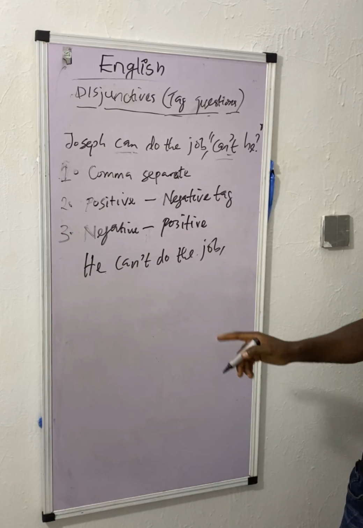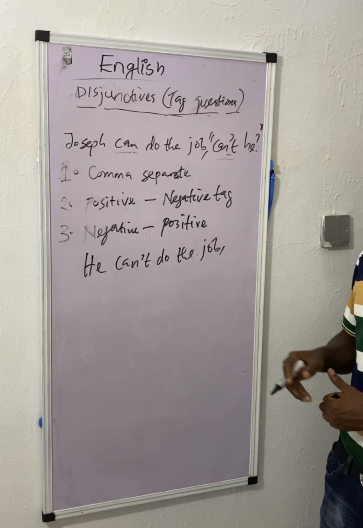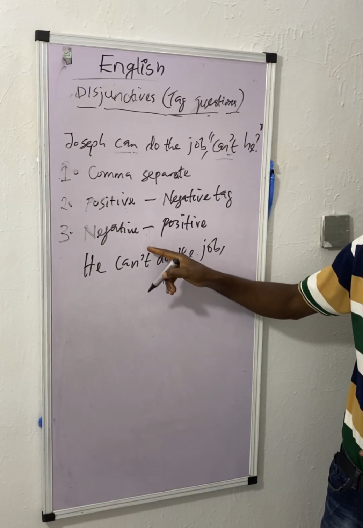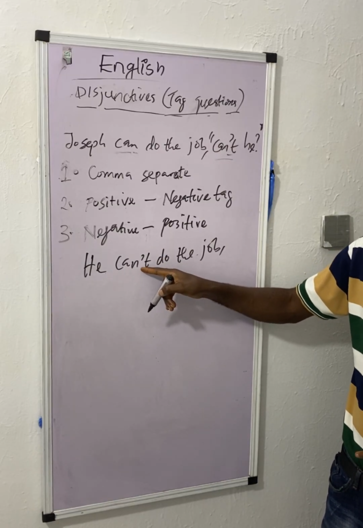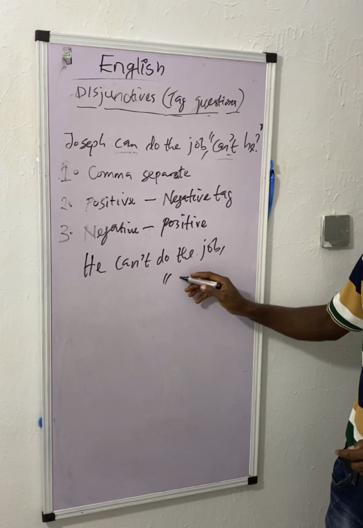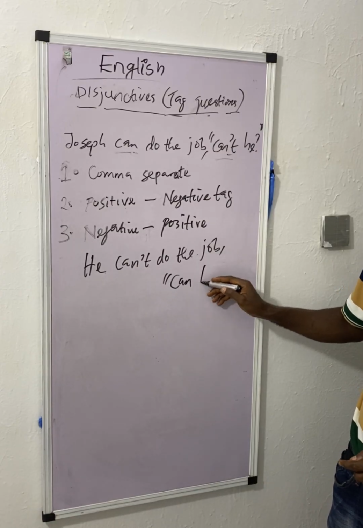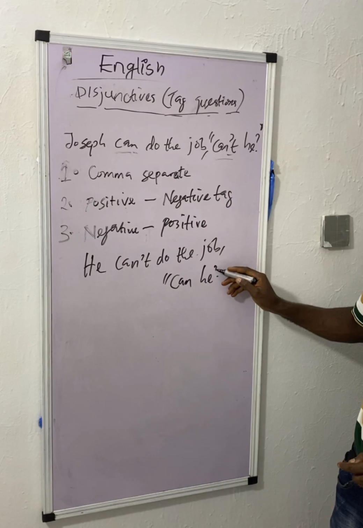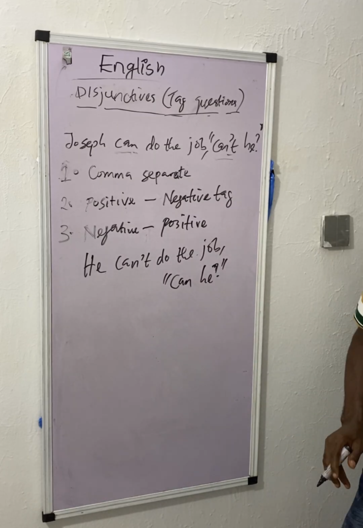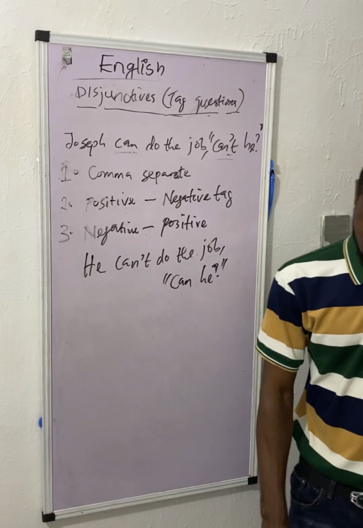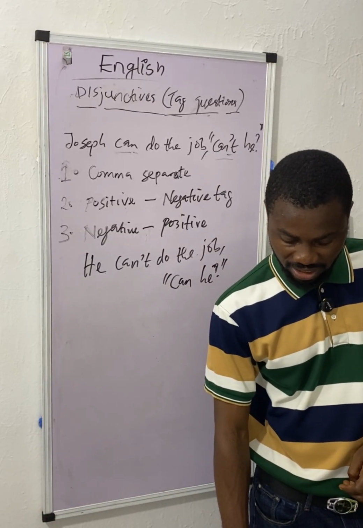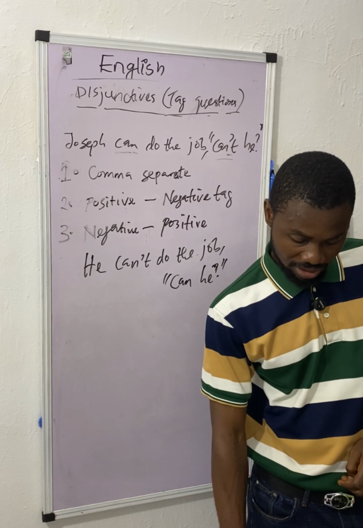All right, comma. Remember, you separate with the comma. So what is the tag that we are going to put now in quotes? This is a negative statement because it has not, right? So we are going to put positive, right? Convert the auxiliary verb to positive. So we put can he, right? Can he? All right, so this is the tag. So the next rule is, the same auxiliary verb in the sentence is repeated in the tag. We've talked about that before.